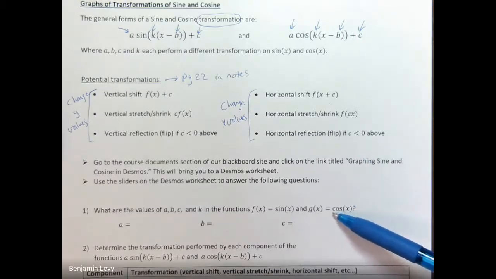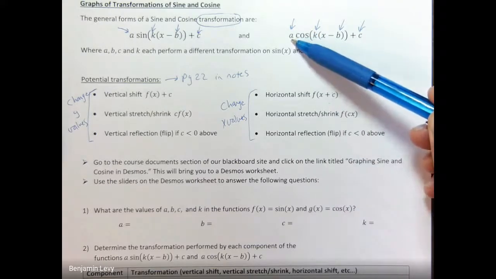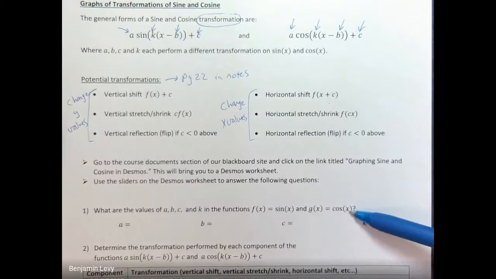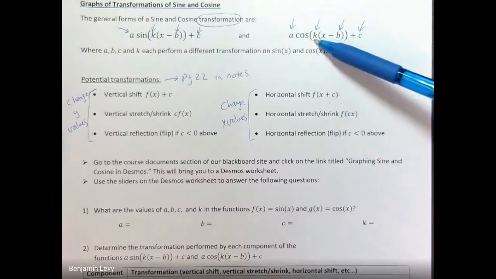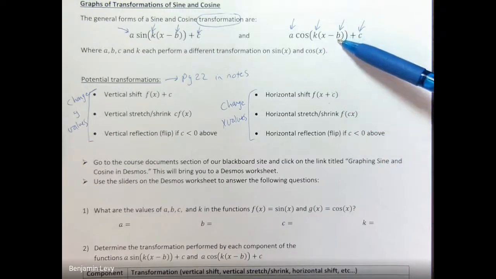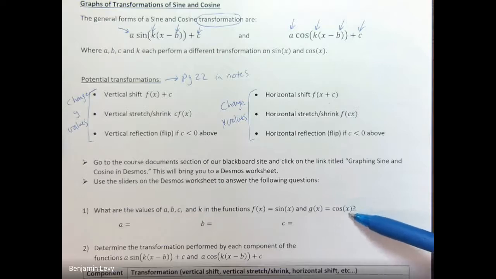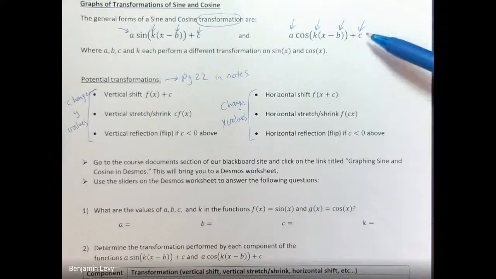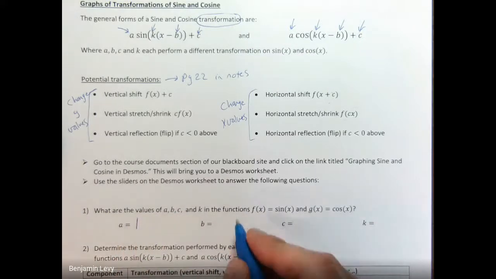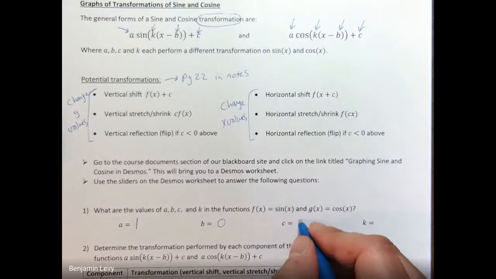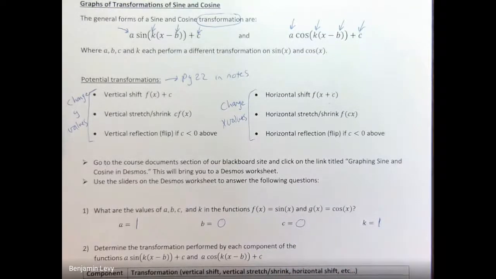Well, if I want to write this one, there's a 1 in front of the cosine. And so this A is a 1 in that case, right? If I look inside this cosine, there's nothing multiplying the x, and there's nothing being subtracted from it. And so it's like there's a 1 multiplying the x, and it's like there's a 0 being subtracted from it. Right? When I look at this general function cosine, there's nothing being added on the outside, and so c is 0. And so the values of a, b, c, and k in function sine and cosine, a in those cases is 1, b is 0, c is 0, and k is 1.